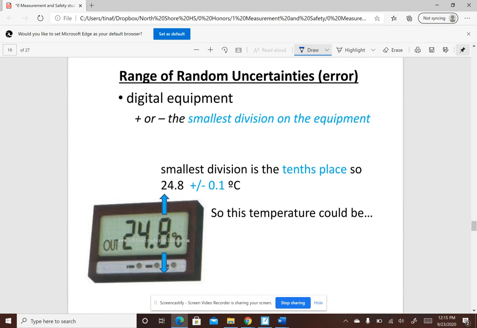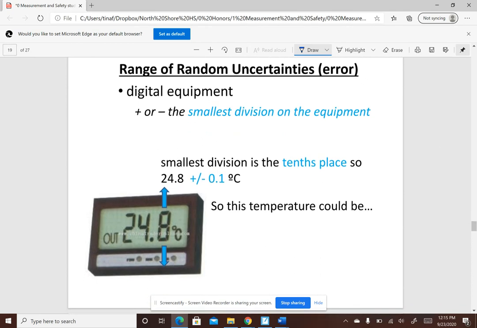The kind of error or uncertainty that can come up when you use equipment is different depending on if it's digital or not. So when it's digital equipment like this thermometer or a scale, if I put something on a scale, numbers pop up. It's not something that I have to read and estimate. So what you do is you look for the smallest division that it reads to. You look for what decimal place the tool reports, and you can go up 1 or minus 1 from there.